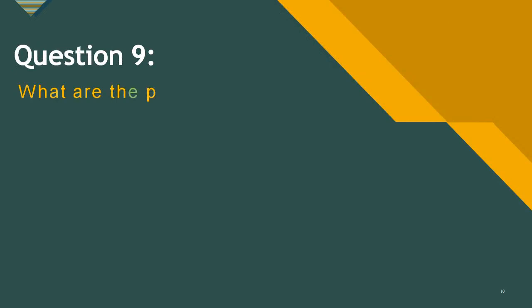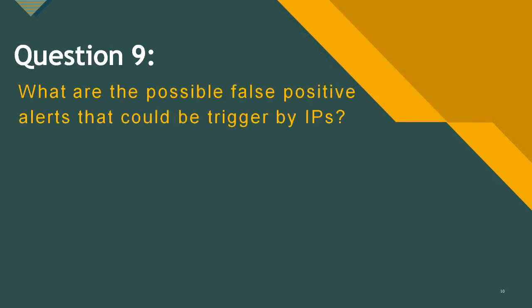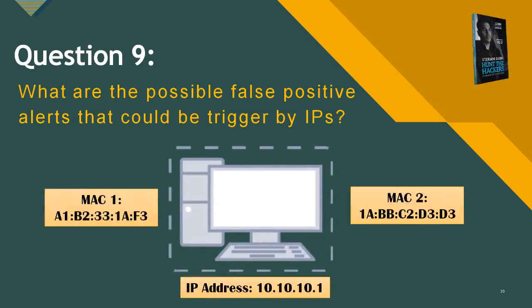Question number 9. What are the possible false positive alerts that could be triggered by an IPS? In the corporate network, it is possible for a device to have more than one interface or adapter. When they own more than one MAC address, the IPS could detect the same IP address generating packets with different MAC addresses, and it could trigger an alert for investigation by the SOC team, which is a false positive and requires further tuning.